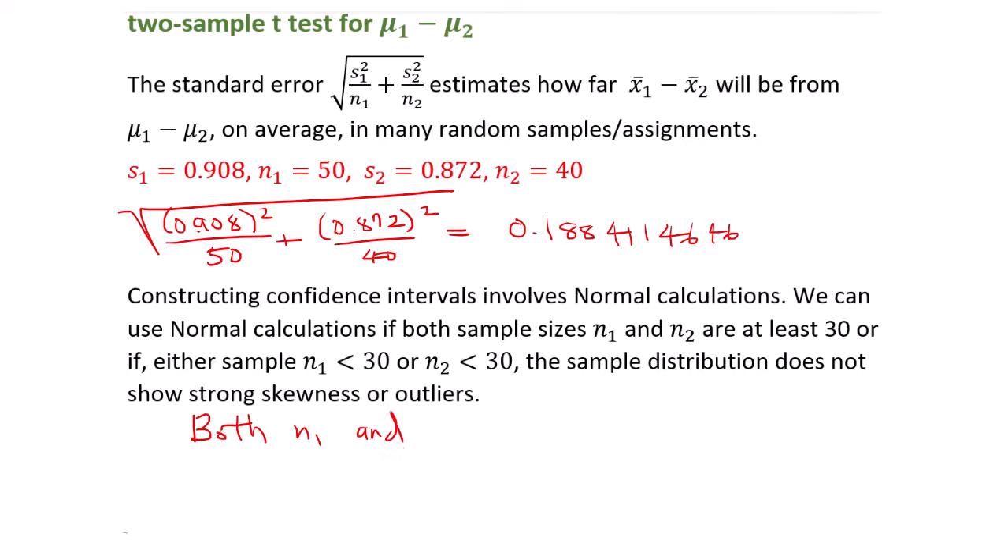Constructing confidence intervals involves normal calculations. We can use normal calculations if both sample sizes are at least 30, or if either sample 1 or 2 is less than 30, the sample distribution does not show strong skewness or outliers. In this study, both sample sizes are at least 30, so this condition is also met. Now, we're actually not doing normal calculations here. We're doing t-distribution calculations. The t-distribution becomes more normal the greater the sample size.